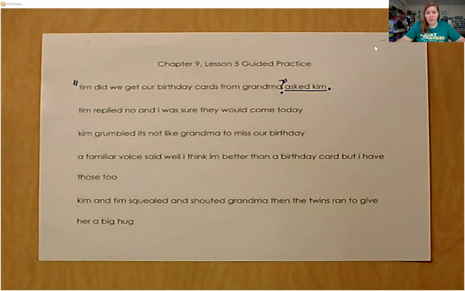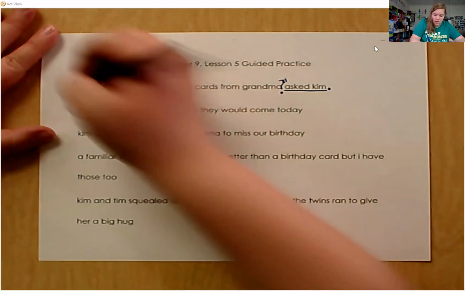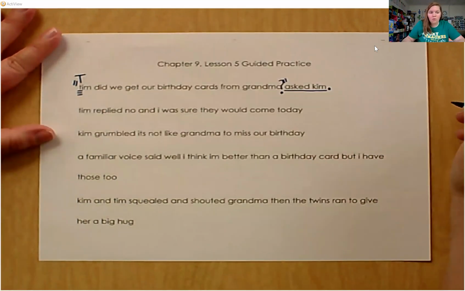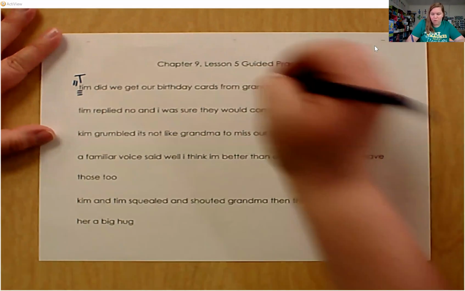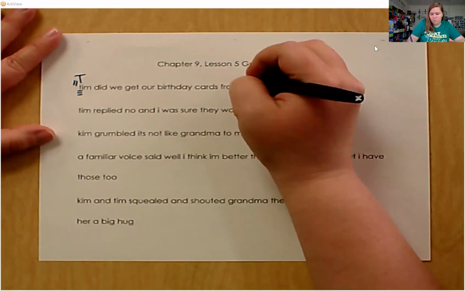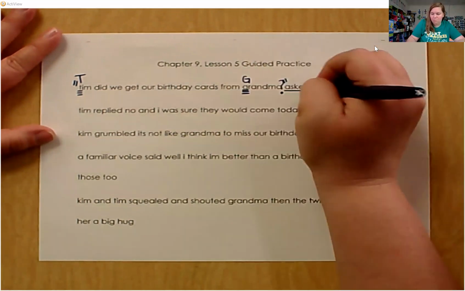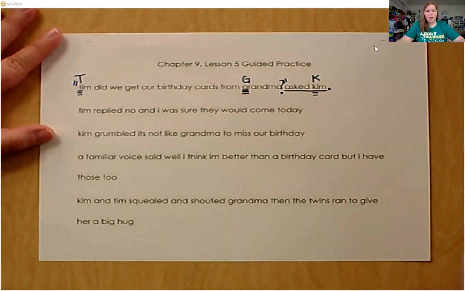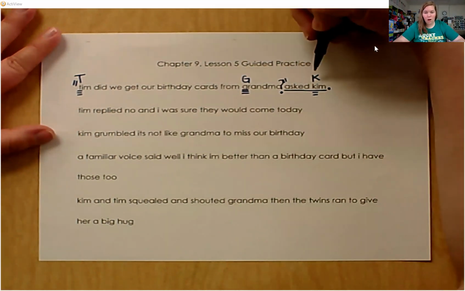Now let's go through and see what words we need to capitalize. I know the name Tim needs capitalized. Grandma needs capitalized. And Kim. Okay. Now there's one more thing that we need to add before we are finished with the first line. Who is Kim talking to?